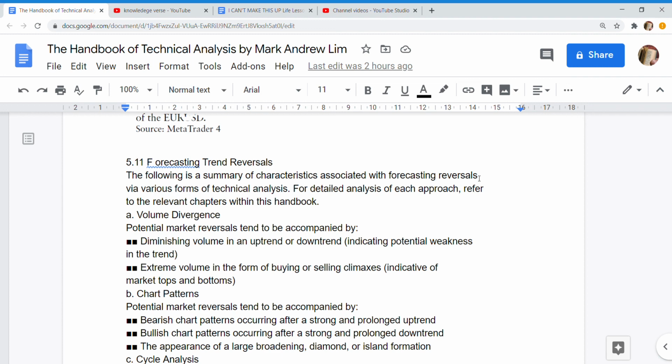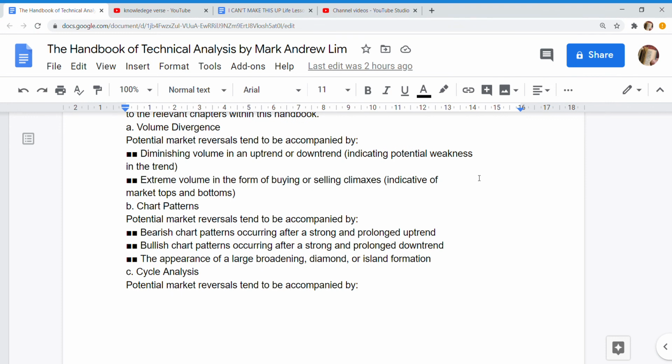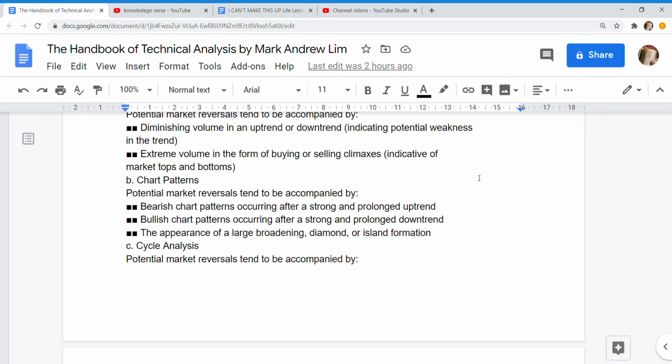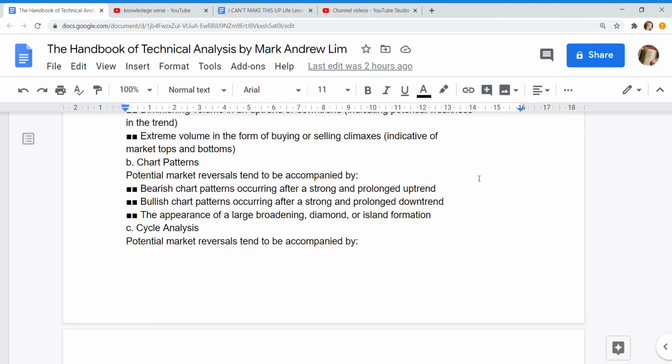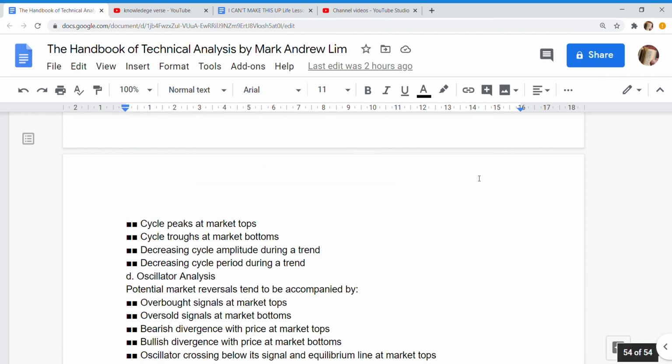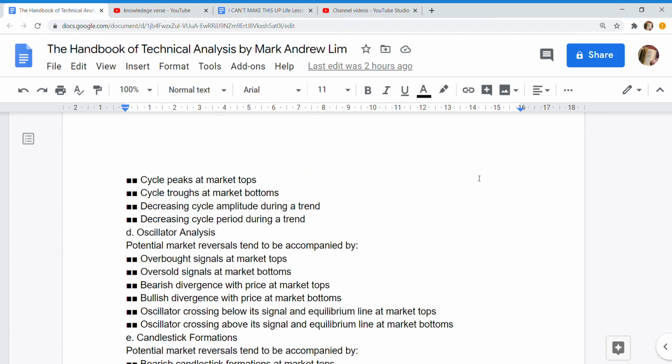B. Chart patterns. Potential market reversals tend to be accompanied by bearish chart patterns occurring after a strong and prolonged uptrend, bullish chart patterns occurring after a strong and prolonged downtrend, and the appearance of a large broadening, diamond, or island formation. C. Cycle analysis. Potential market reversals tend to be accompanied by cycle peaks at market tops, cycle troughs at market bottoms, decreasing cycle amplitude during a trend, and decreasing cycle period during a trend.